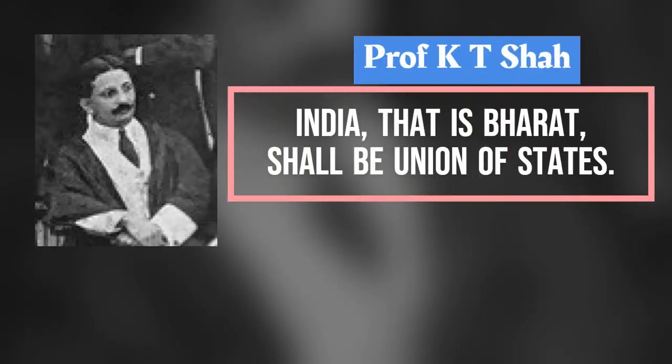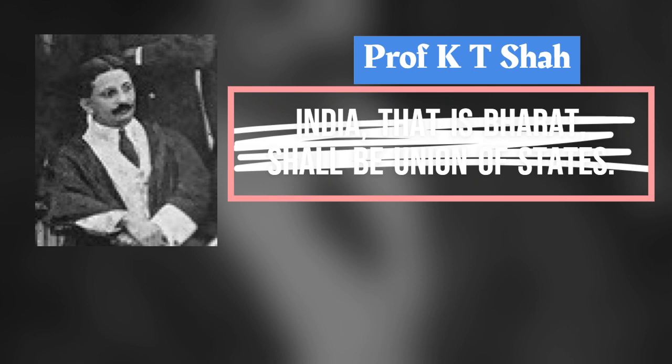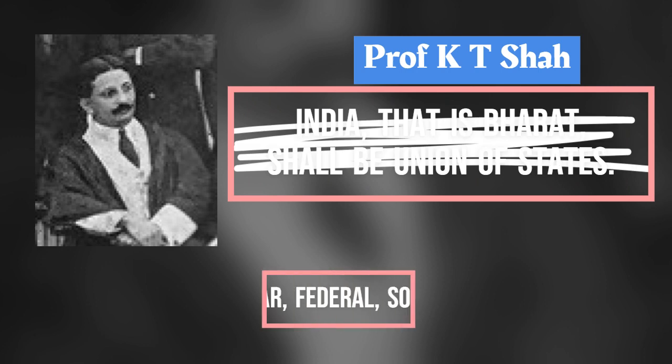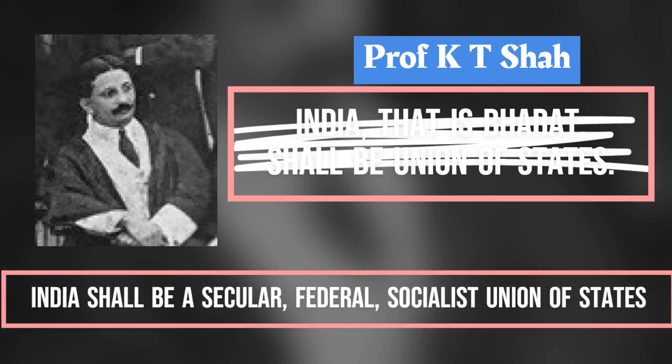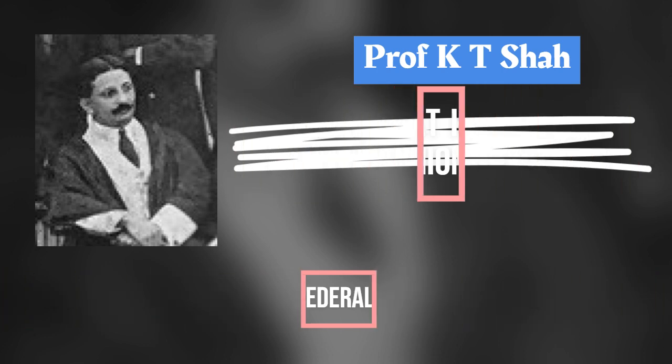K.T. Shah proposed that instead of India shall be a union of states, it's better to write India shall be a secular, federal, socialist union of states. He regarded that using these set of words will establish aspiration for the Constitution and also put forward the political character of the country.